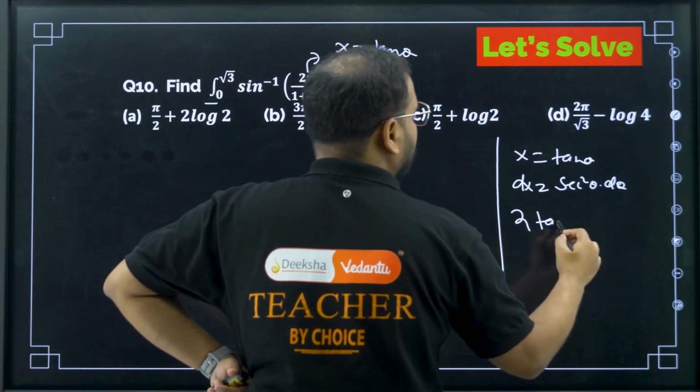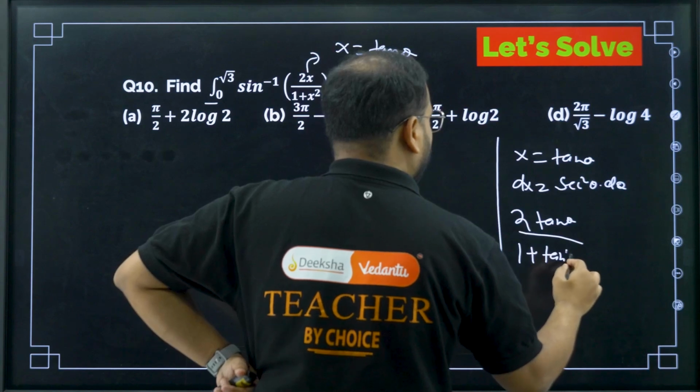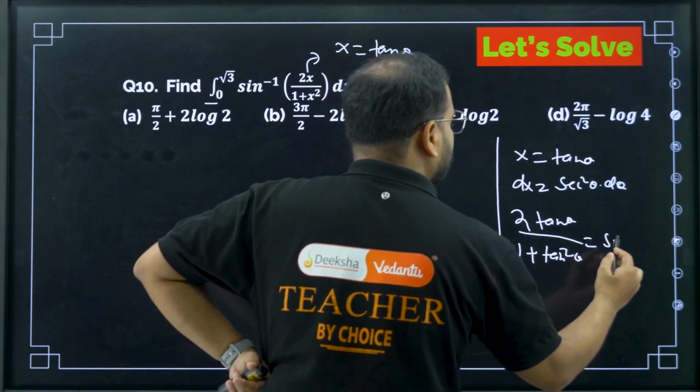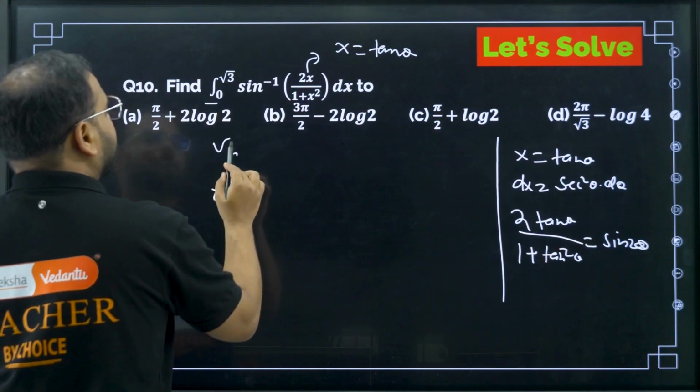Okay. Now this is simply going to be 2 tan theta upon 1 plus tan square theta. And how much is that? Simply sine 2 theta. Write it over here. 0 to root 3.